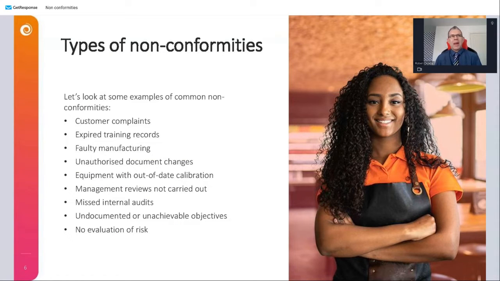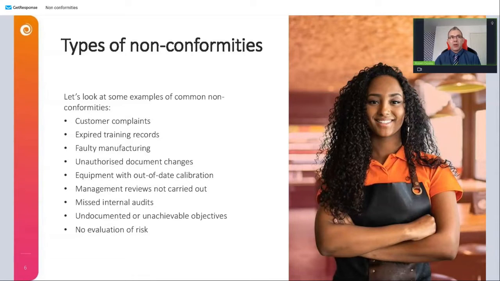So we'll just look at some examples that you yourself may have encountered in your own organization, or you may be starting out your journey of implementing ISOs, and this may give you some general ideas of where a non-conformance can actually be raised. And these can be found quite commonly in both office industries and manufacturing industries alike. So customer complaints.